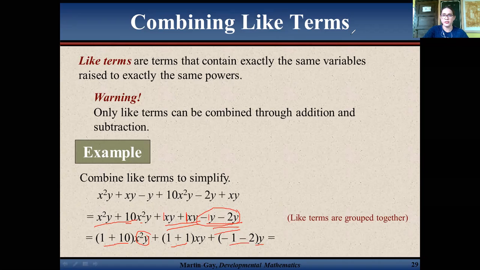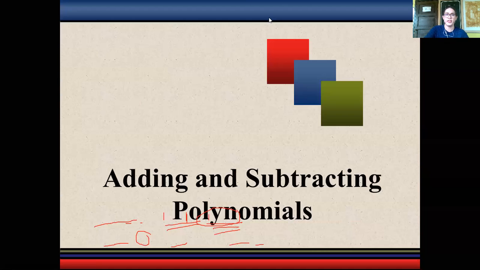And after that, you just solve it. 1 plus 10 is 11, 1 plus 1 is 2, the negative 2 and minus 1, minus 2 is negative 3. So you have 11x squared y plus 2xy minus 3y. Easy, right? So I hope you'll be able to remember the process.